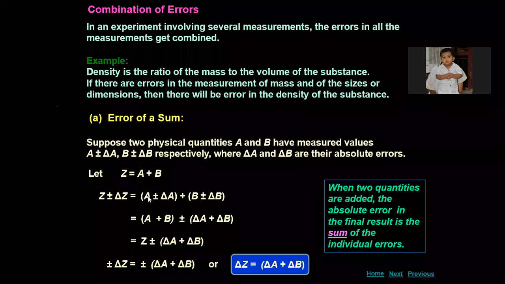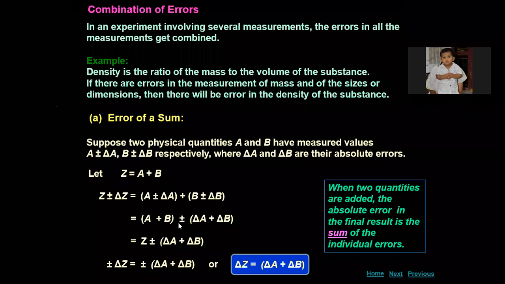Now I am simplifying this. A plus B, that I am writing here. Next, plus or minus is here, plus or minus delta A plus delta B I am writing here. Its true values I am writing and its errors I am writing separately. Now when we write in such a way, plus or minus comes over here. Next, A plus B, we already know, is the true addition combination, that I am writing as Z.